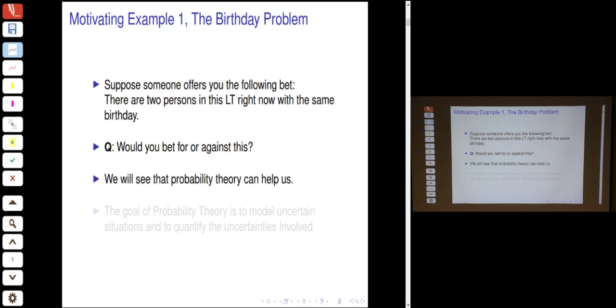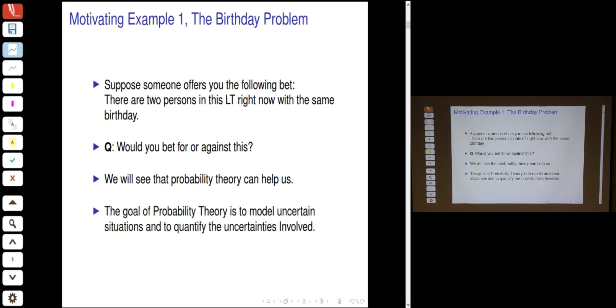You'll see that probability theory will help us. So what is probability theory? The goal of probability theory is to model uncertain situations and quantify the uncertainties involved. For example, you don't know whether people in this hall have the same birthday, so you have to take a chance. So there is certain uncertainty. Probability will help you. You do some calculation, and then it helps you to make a decision.